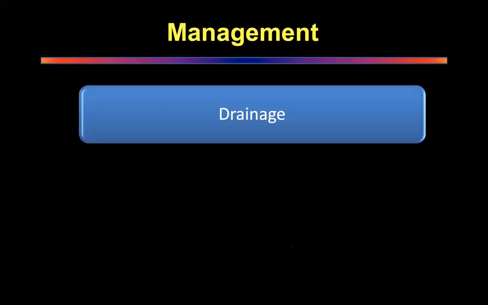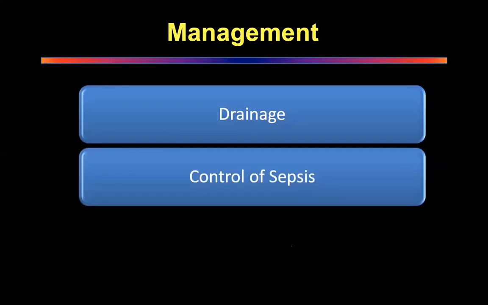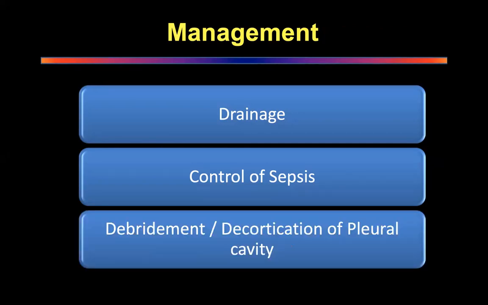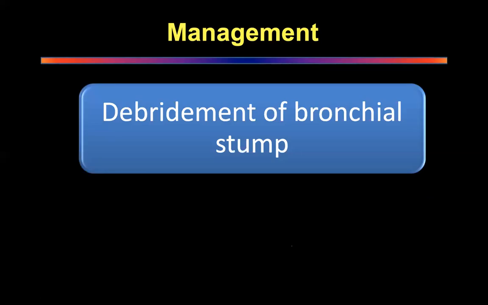The answer is you must be aggressive in your management. So first and foremost, whenever you've got a bronchopleural fistula, make sure you drain the affected side. Drain it. You must get the pus out. You must control the sepsis. Do not attempt to close the fistula until and unless the sepsis is under control. And then you think of doing something for the pleural cavity or that fistula, okay?